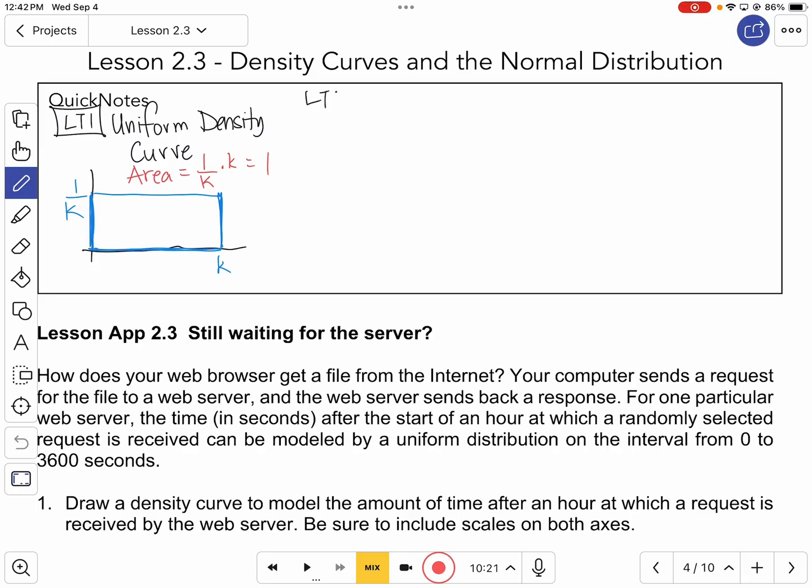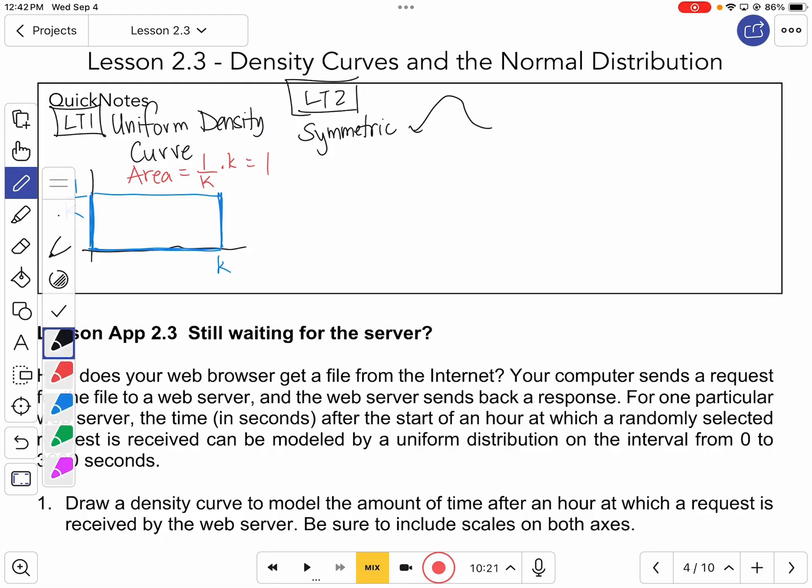Okay. Learning target 2 was all about the mean and the median with the different types of curves that we have. So with a symmetric curve, right, that looks like that, the mean and the median are equal. So mean equals median. That's important to remember if we have symmetric. Our mean and our median are going to be equal.